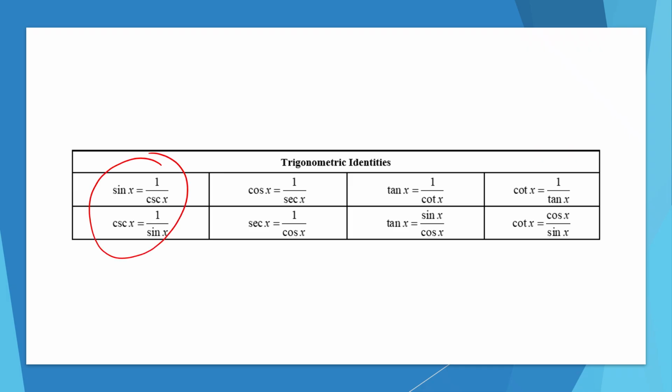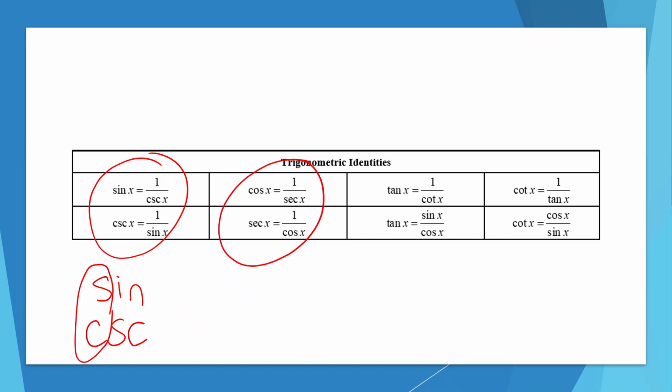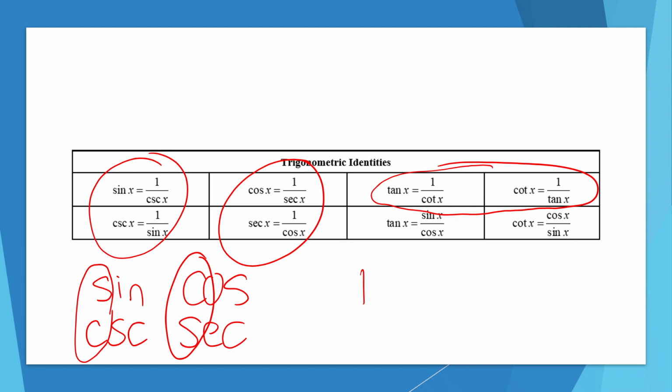The first one we have is our reciprocal identities. You need to know that sine and cosecant are reciprocals of one another, but remember opposite letters go together. Same thing with cosine and secant. So cosine and secant have opposite letters. Those are reciprocals of one another. Same thing with tangent and cotangent. So these have opposite letters, but they're pretty easy to match up. You know, obviously tangent and cotangent are going to go together.